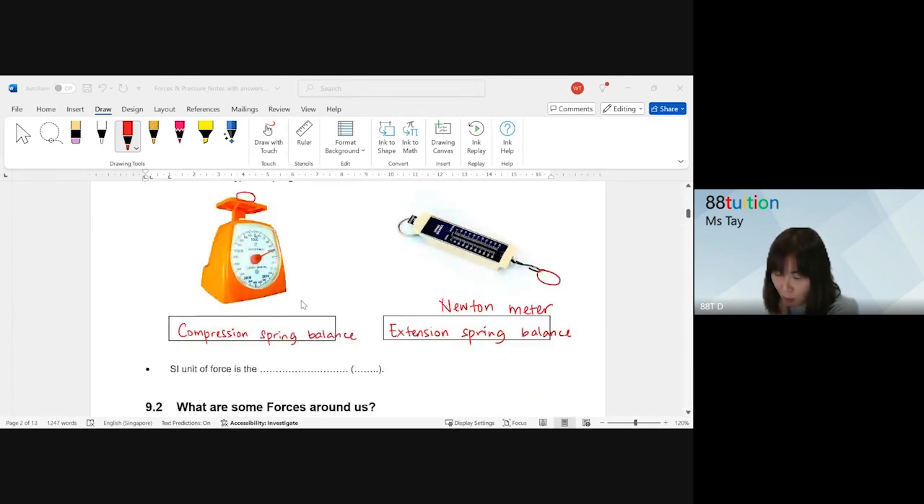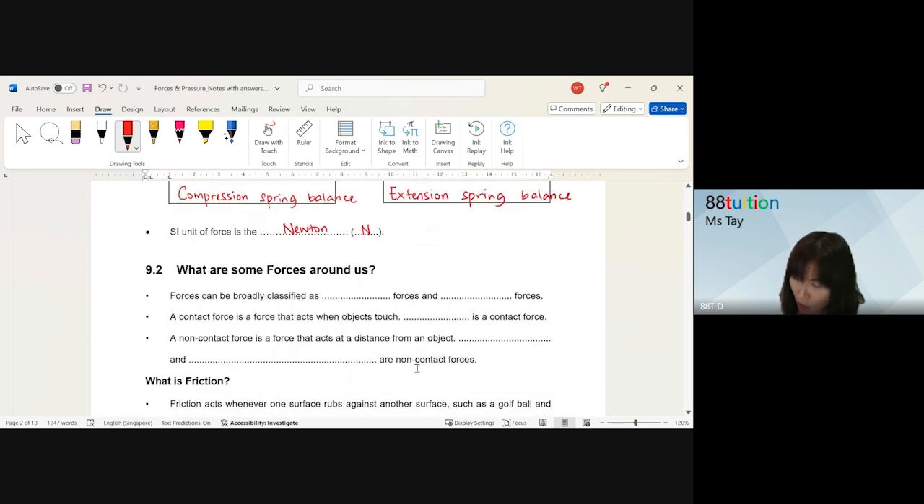Okay, SI unit of force is the Newton. So you spell it this way. And then the symbol is capital N. Right, so this is SI unit of force. What are some forces around us? Okay, so you broadly classify them as two types of forces. So we talked about the two types of forces just now, right? The one that is touching, in contact. The other one is not in contact. So we call them contact and non-contact.